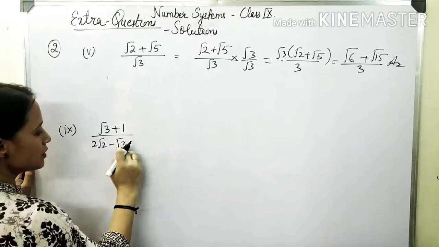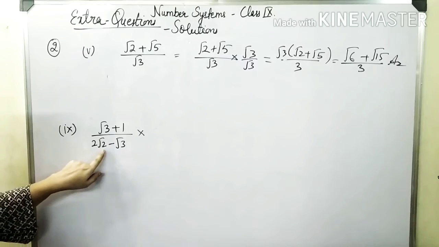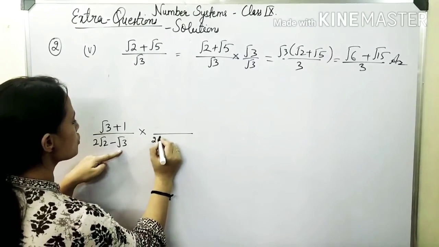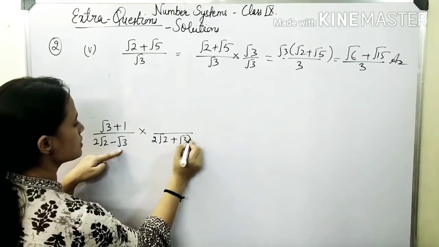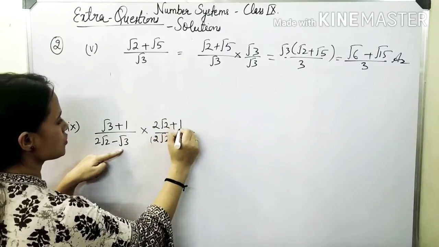So what will be the rationalizing factor? I am directly multiplying with the rationalizing factor here. Since we have 2 root 2 minus root 3, we'll multiply this by 2 root 2 plus root 3. That is its conjugate. And similarly the numerator also.